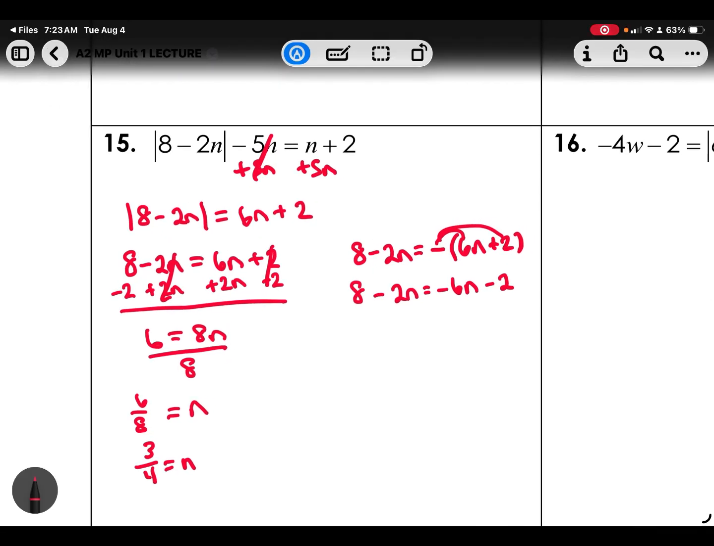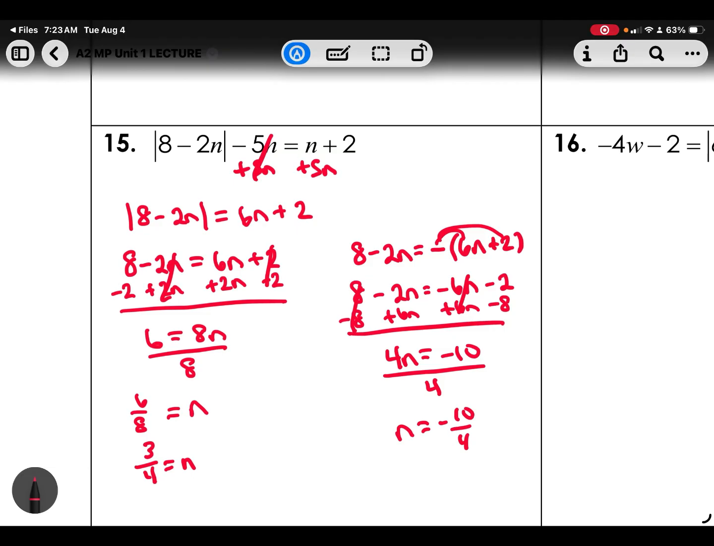So let's move the 6n again. And then I can move the, actually I did it opposite this time because my 6n is smaller. I always move my smaller. So that's going to give me 4n equals negative 10. And when I divide, I'll get n equals negative 10/4, which reduces to negative 5/2.